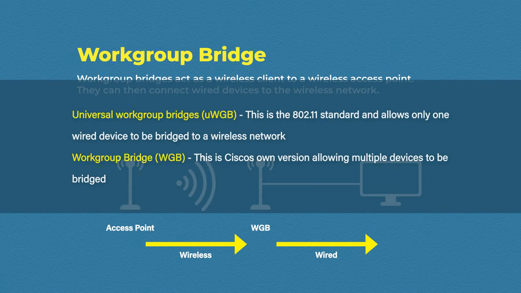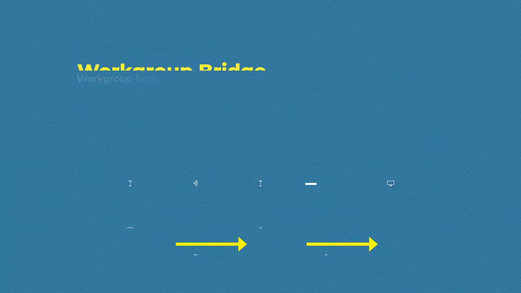Universal workgroup bridges. This is the 802.11 standard and only allows one wired device to be bridged to a wireless network. Workgroup Bridge is Cisco's own version allowing multiple devices to connect.